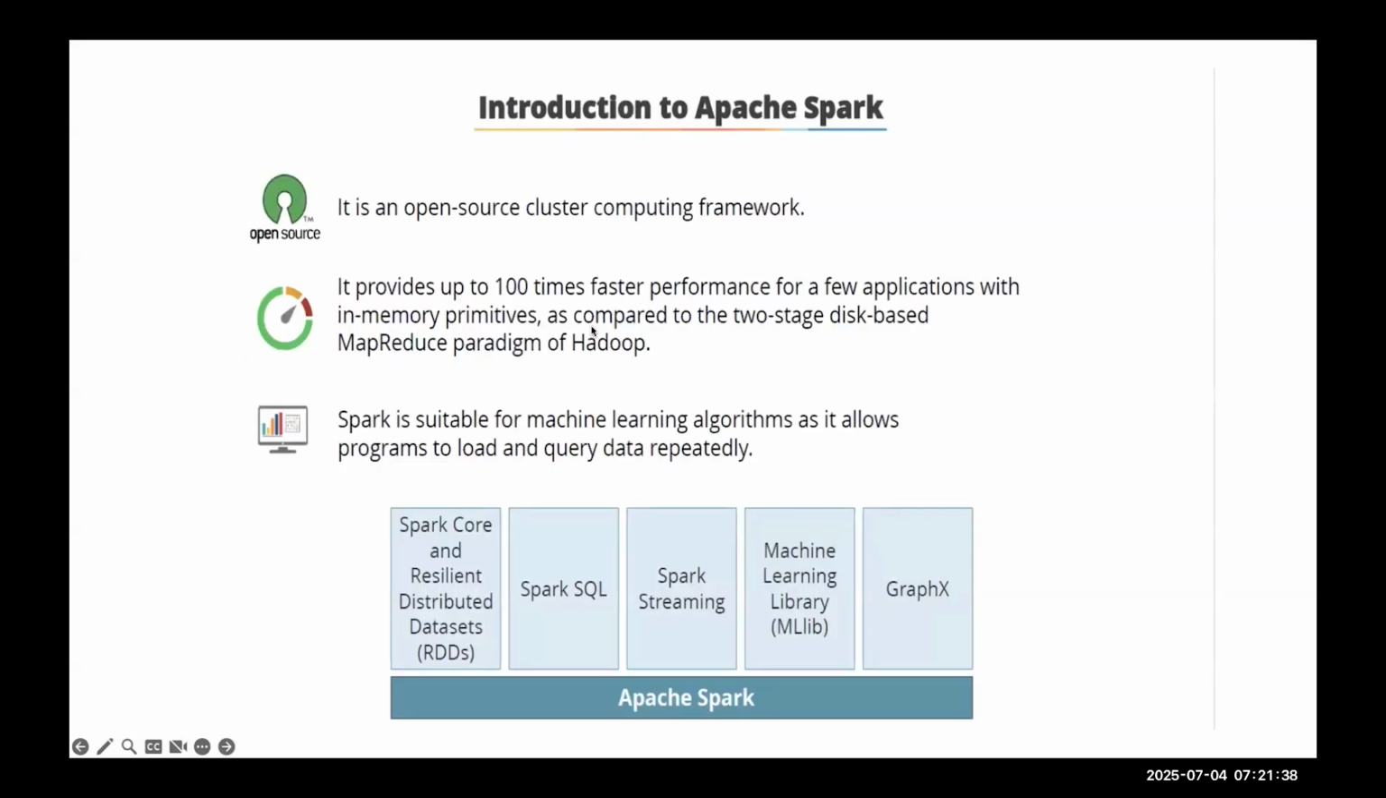I told you, right? See here, it is mentioned in the second point. It provides up to 1,000 times faster performance for a few applications with in-memory primitives as compared to the two-stage disk-based MapReduce paradigm of Hadoop. Actually, MapReduce was using disk as well as memory. It was doing the calculation in the memory and then keeping that output on the disk. Spark does everything in memory, so that's why it is much faster than MapReduce.